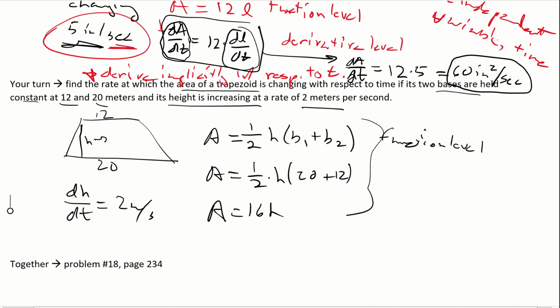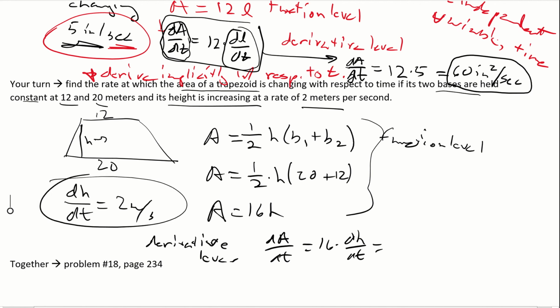But guess what? Now we're going to take it to the derivative level, which means dA/dt, very similar to the last problem, is 16 times dH/dt. I already specified dH/dt is 2, so 16 times 2 is 32. Square meters per second. If you got that, you did it right. Good job. Okay, moving on.